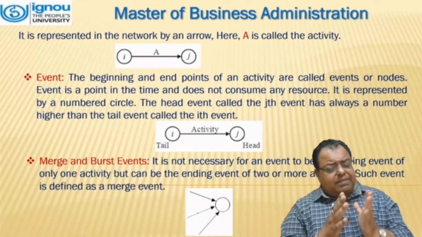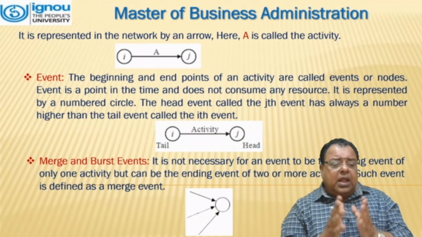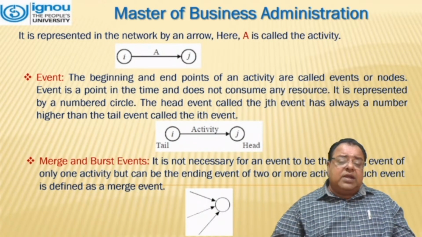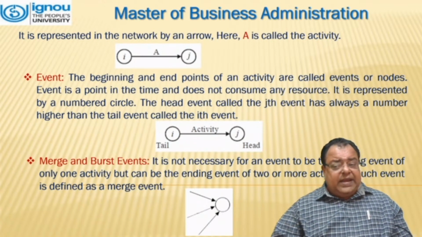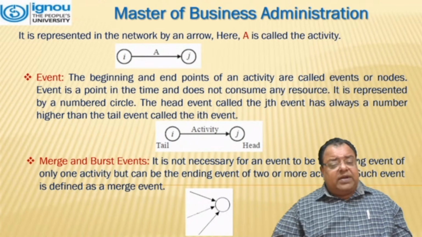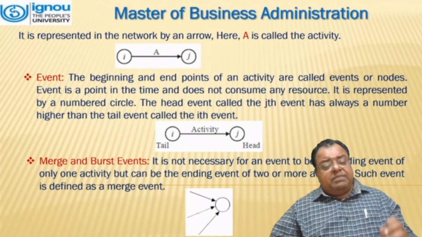Event: the beginning and the end point of an activity are called events or nodes. An event is a point in time and does not consume any resource. It is represented by a numbered circle. You can see the head event, called the jth event, has a number higher than the tail event, called the ith event.